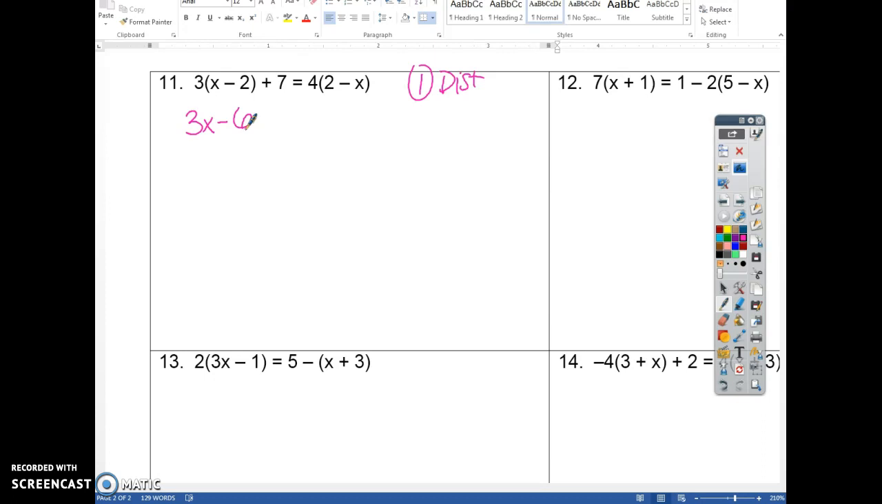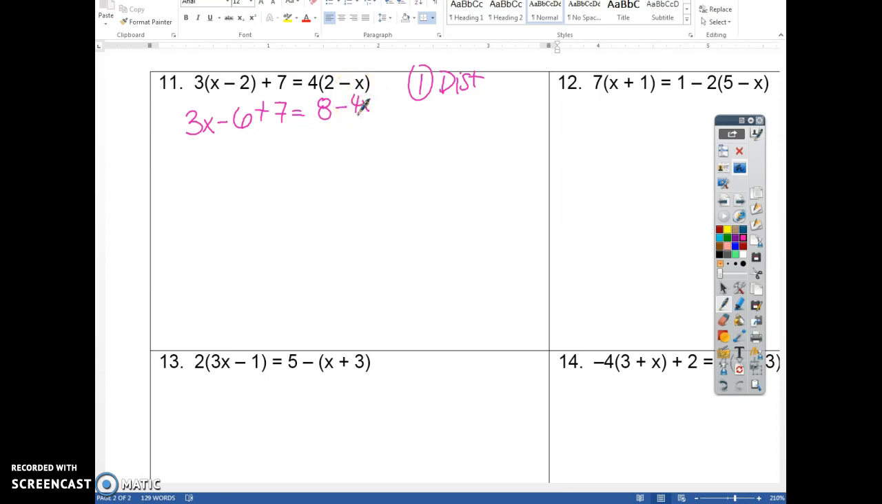(8), right? But we still have to bring down the 7. So don't forget to bring down your 7, okay? And then your equal sign. And then you can go to the other side of your equation and distribute again, okay? So then it would be 8 minus 4x. Good job, guys. Okay?